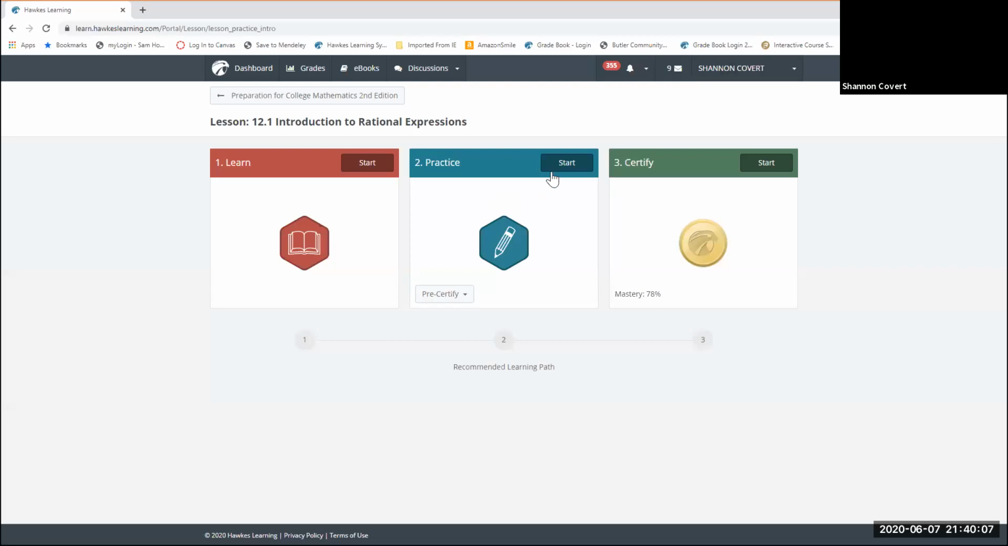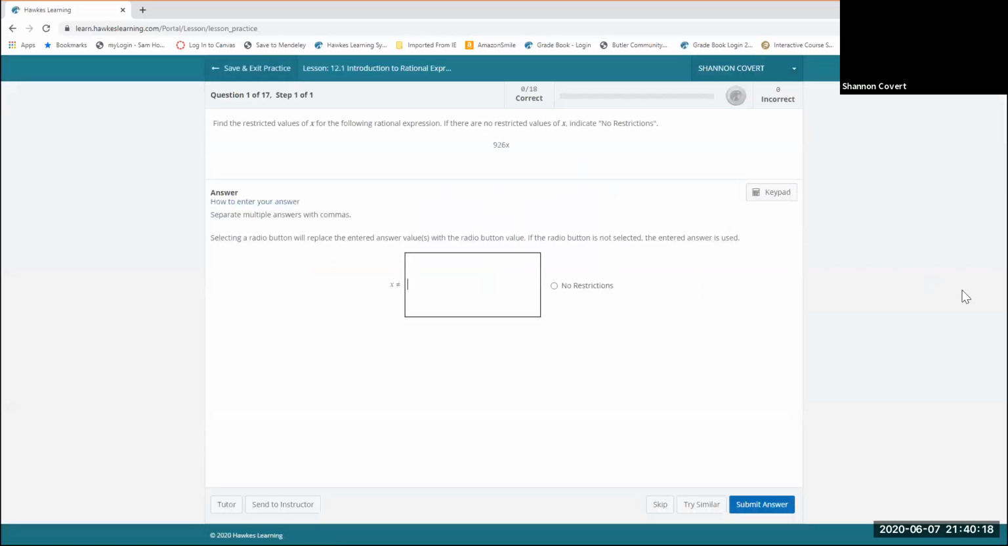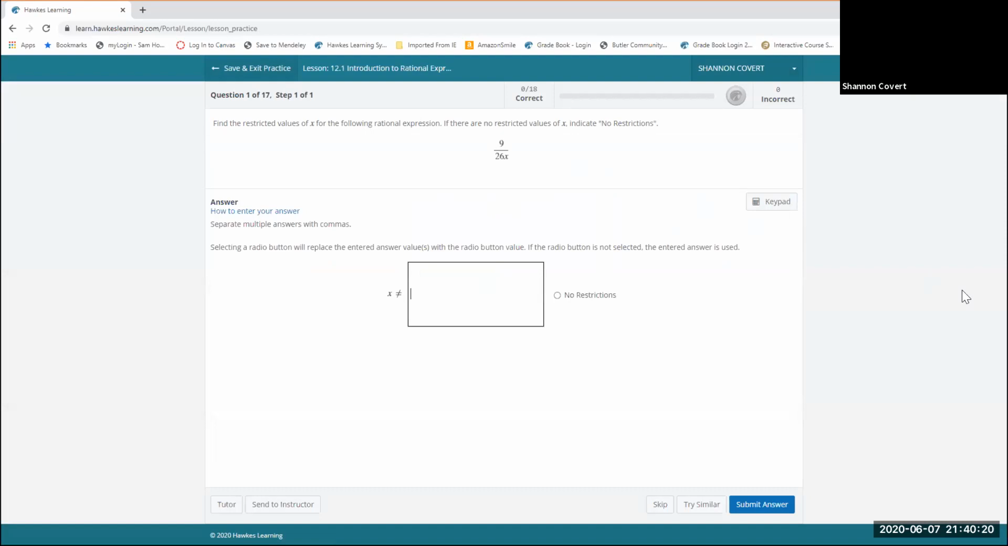We are ready to jump in and start the practice. So again, I'm logged into Hawks. I'm in section 12.1, and I'm going to start the practice. This problem says find the restricted values of x for the following rational expression. If there are no restricted values of x, indicate no restrictions.